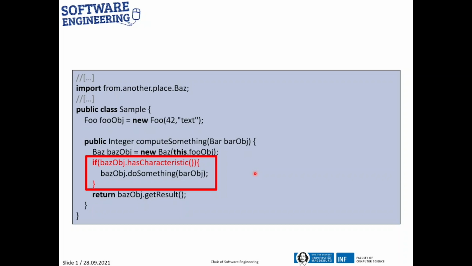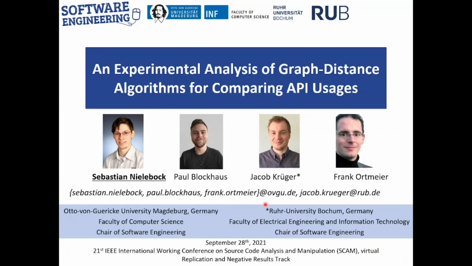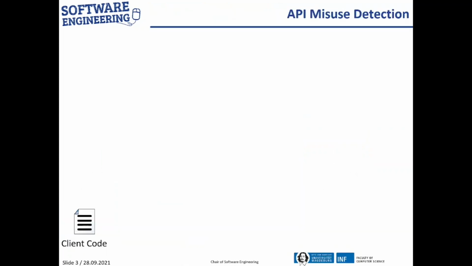API misuses are very prevalent in the software development area, and therefore software engineering research has put much effort into detecting those API misuses automatically. In alignment with these works, we wanted to use graph distance algorithms to compare API usages and subsequently detect API misuses by these comparisons. These are my colleagues Paul Blockhaus, Jacob Krüger, as well as my supervisor Frank Ortmeier, and me, Sebastian Nielebock. But first things first, what is API misuse detection about?